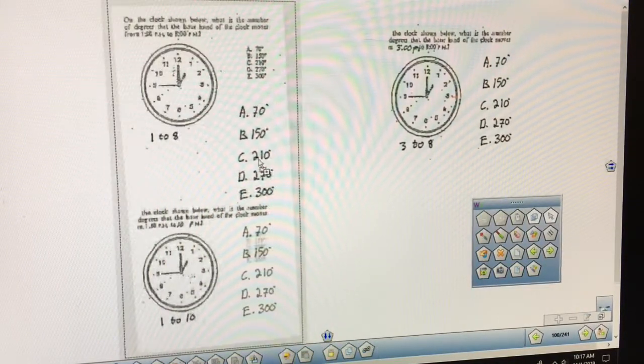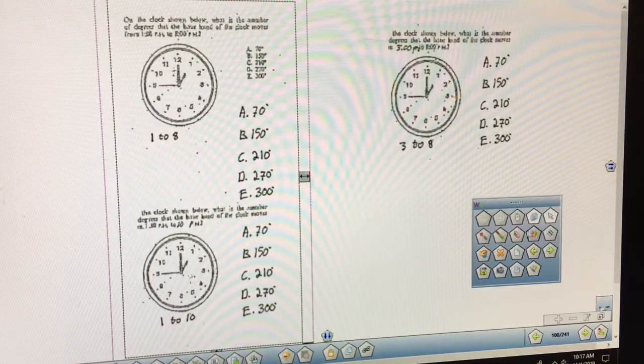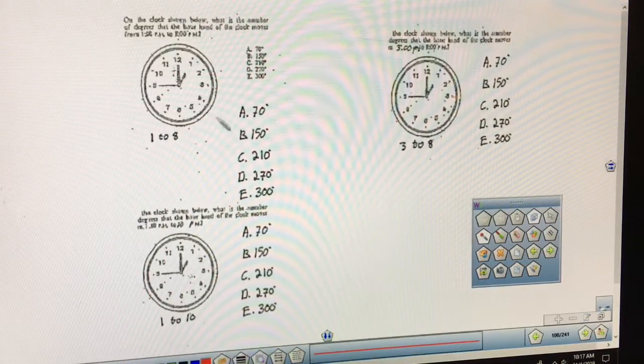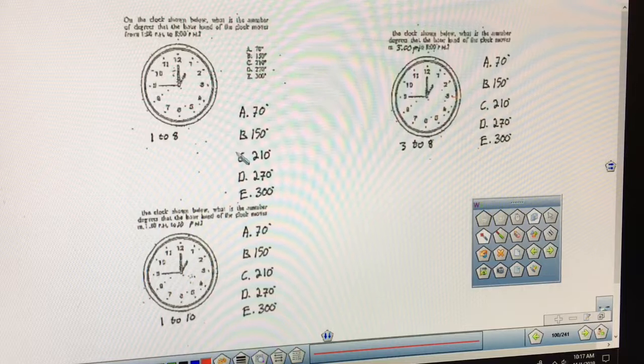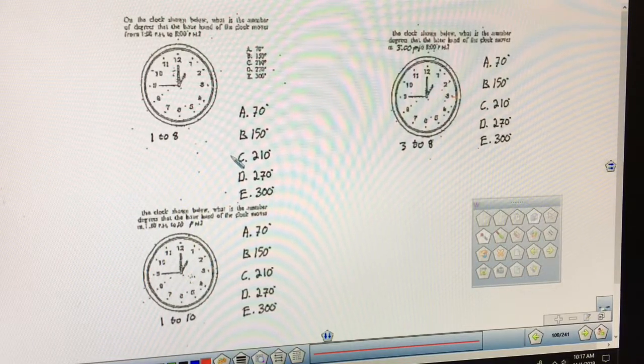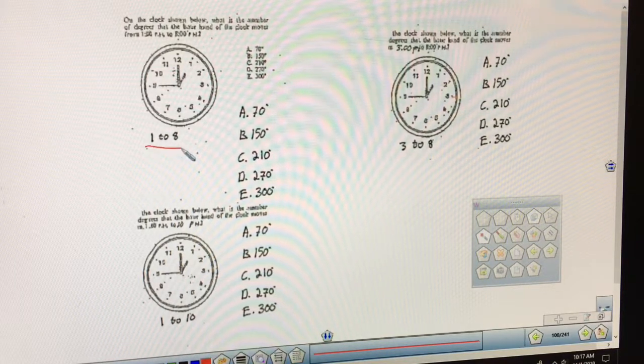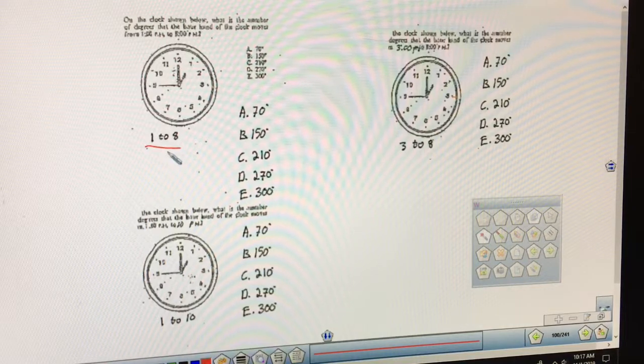So what they're trying to do is get around the fact that some people haven't taken pre-calculus and don't know the unit circle, so they do a clock problem. The clock problem is kind of a unit circle problem. They want to know how many degrees it is from 1 to 8. It doesn't matter if it's p.m. or a.m.